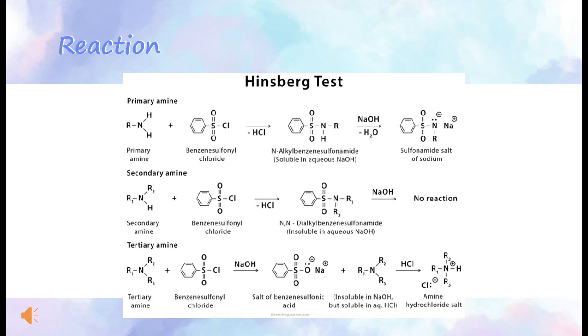Okay, and then the next one is the secondary amine. When the secondary amine reacts with benzene sulfonyl chloride in the basic solution, it will not dissolve in that solution and will show a precipitate. And after that, if the secondary amine is in the acidic solution, no reaction will occur.